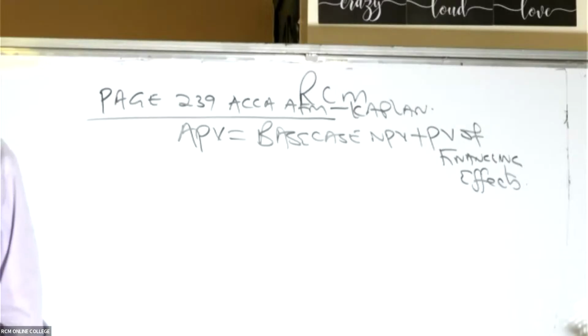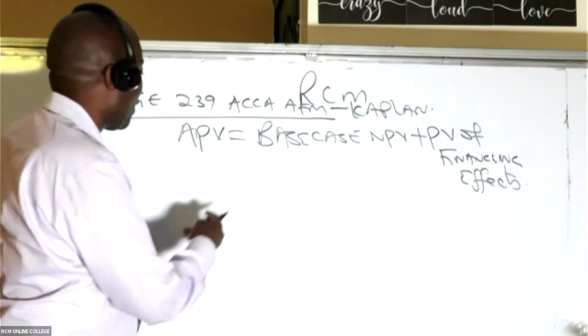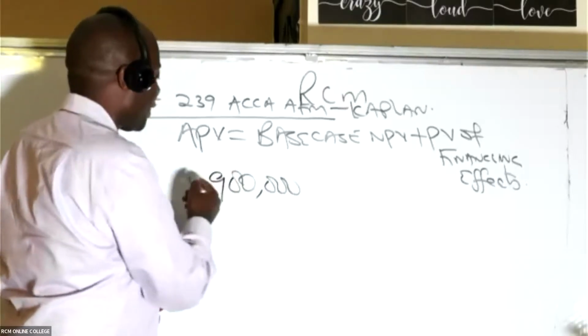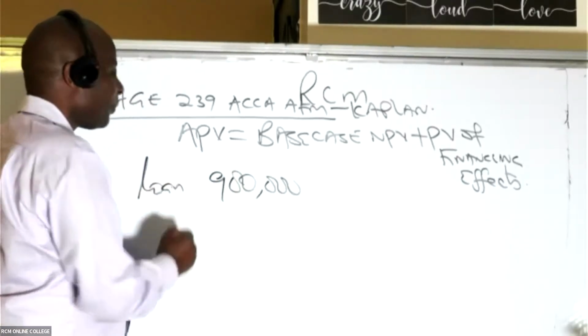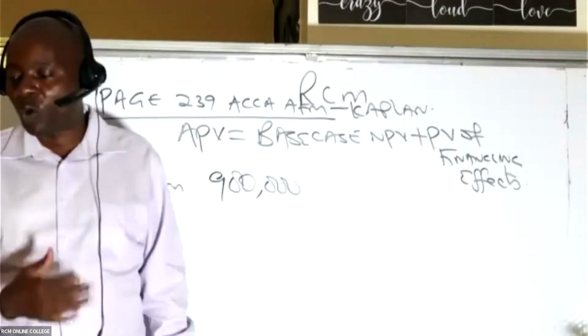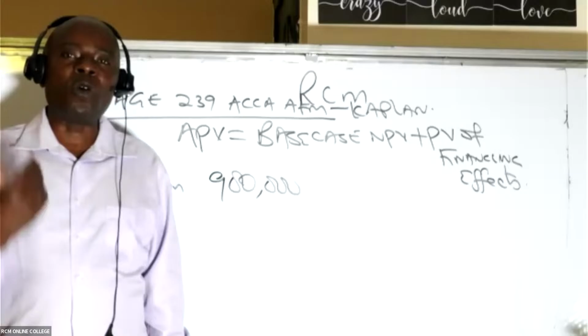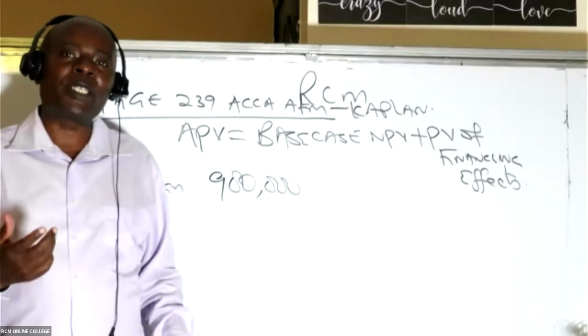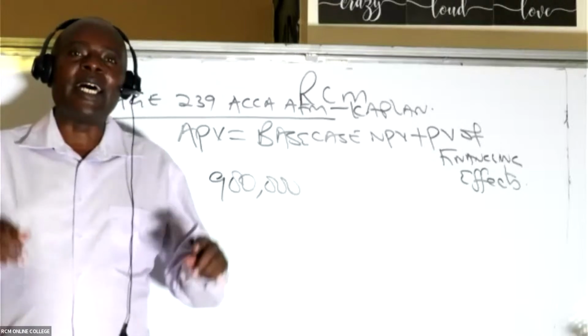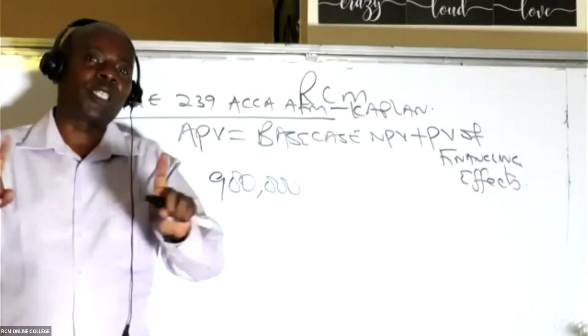Assuming we have a situation here at RCM, we are looking for, say, 900,000. So this is the loan we want. And then, ladies and gentlemen, when you go to Equity Bank to get this loan, Equity Bank will not give you this cash just like that. There are issuance costs to these loans.